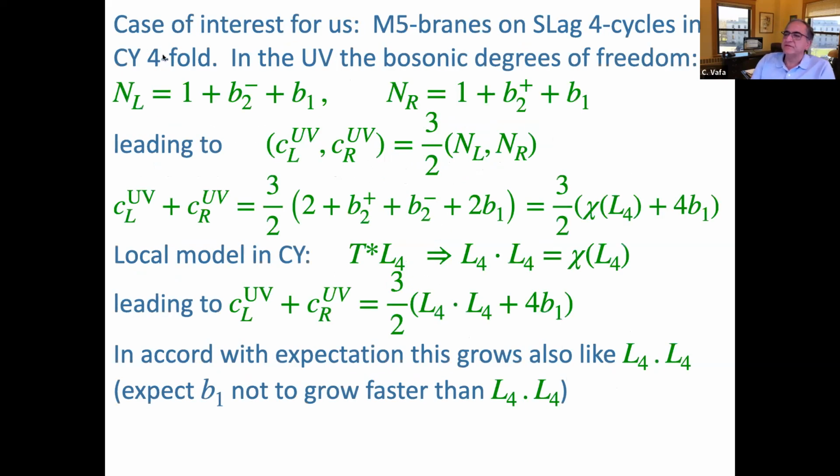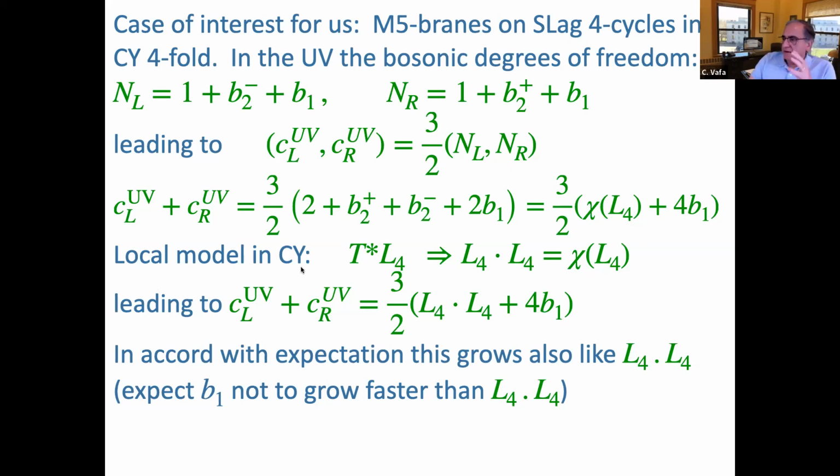Now let's go to the case we are really interested in, which is the M5 brane wrapped on special Lagrangian 4-cycles. If you consider the UV degrees of freedom on the corresponding special Lagrangian 4-cycle, you have a 4-manifold inside the Calabi-Yau. The Betti numbers I'm calling B1 and B2 and so forth. You find that the (1,1) theory in the UV has left degrees of freedom given by 1 plus the number of anti-self-dual 2-forms, B2 minus, plus B1, and then the number of right degrees of freedom is 1 plus B2 plus, the positive self-dual 2-forms, plus B1, the first Betti number. And this gives rise to central charges which are 3/2 in left and in right. So if you add the central charges of the left and right, you put these together, this is given by 3/2 times chi plus 4 times B1.